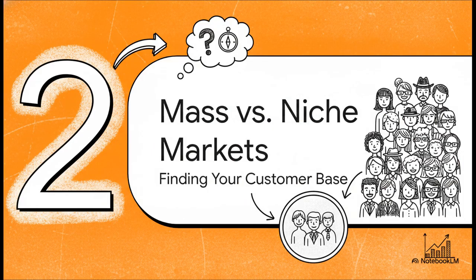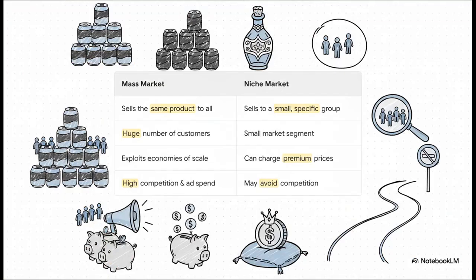So we know what a market is. Now let's talk about the 2 main ways a business can decide to tackle it. Are they going to go broad and target everyone in a mass market, or go narrow and focus on a specific niche? This is a brilliant slide for revision. It puts the 2 concepts side by side.